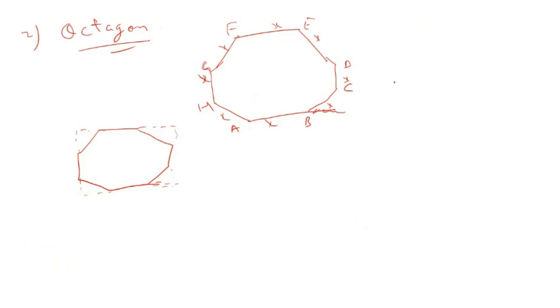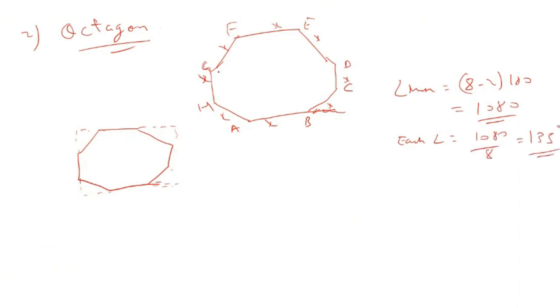In terms of our usual parameters, like what is the angle sum? This will be (8 minus 2) into 180, 6 into 180, which is 1080. What is each angle? It will be 1080 by 8, which is 135 degrees. So every angle is 135 degrees. It is a regular octagon, so every angle is the same. So these two are the typical parameters that we need to figure out.